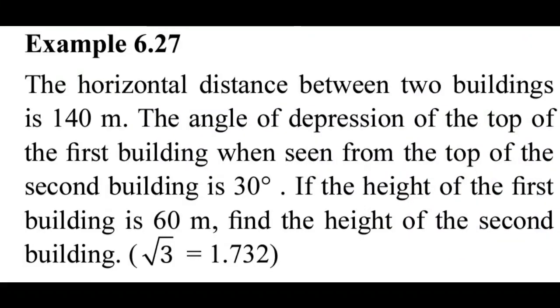Next one, example 6.27. The horizontal distance between two buildings is 140 meter. The angle of depression of the top of the first building when seen from the top of the second building is 30 degree. If the height of the first building is 60 meter, find the height of the second building. Root 3 is equal to 1.732.